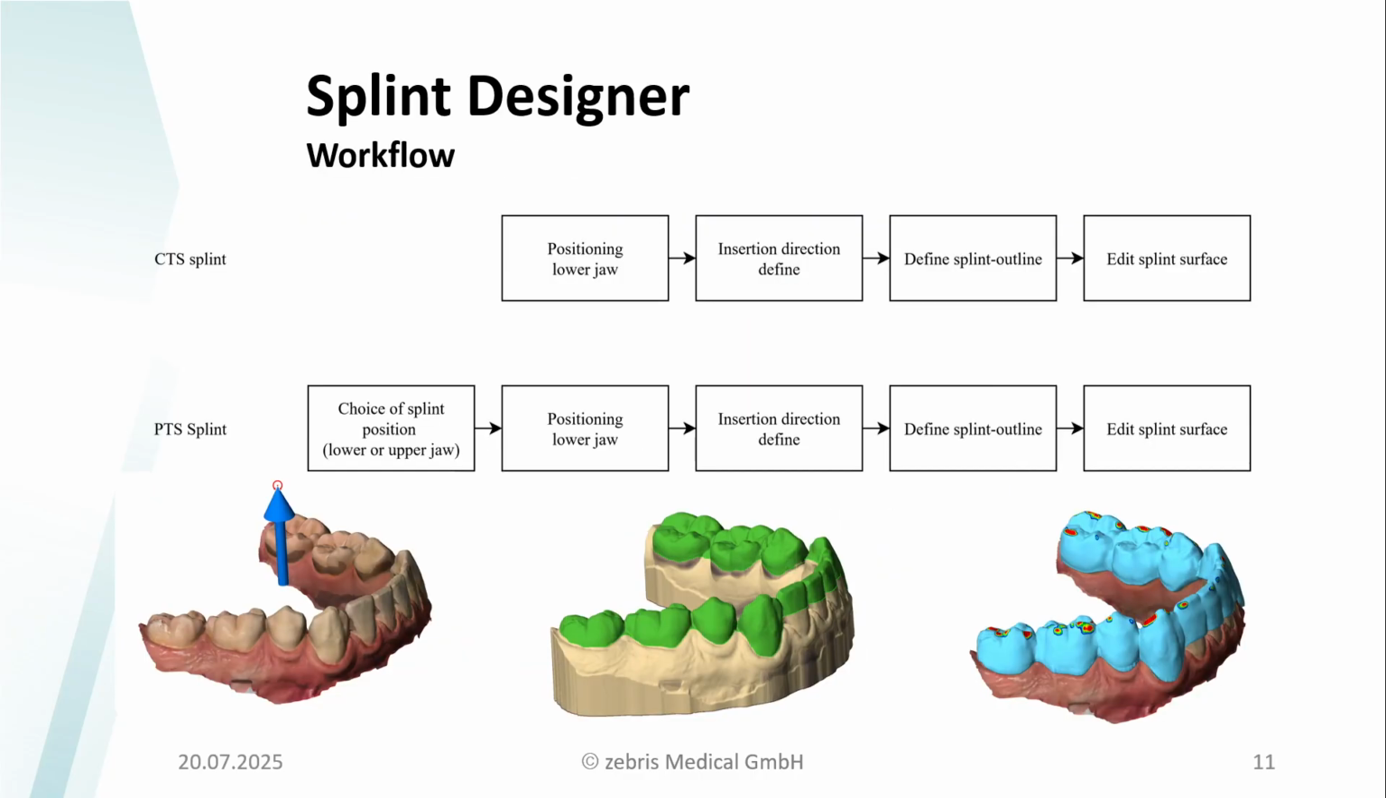The workflow in the Splint Designer is quite simple. After the positioning of the lower jaw on the CTS splint, we have the insert direction, define the splint outline, and edit the splint surface, and then we are done. On the PTS splint, we have one extra step where we can choose if we want to use the upper or lower jaw for our splint position. The rest of the workflow is the same.